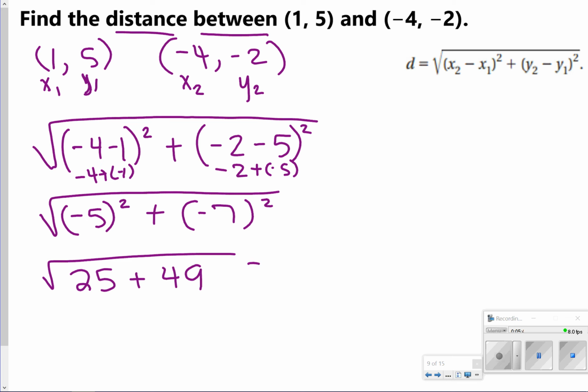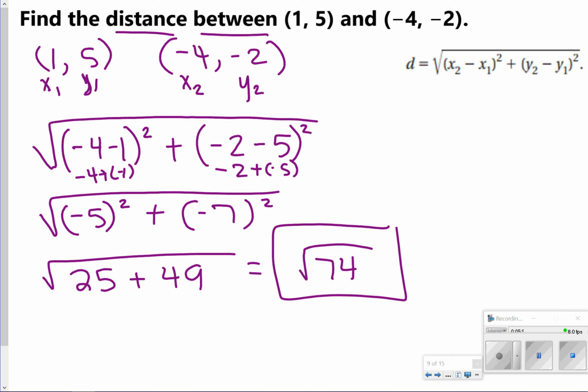All I have to do now is just add these two together and see if I get a square I can solve. 25 plus 49 is 74, so I'm going to write the square root of 74. Since this is not a perfect square, you can keep your answer just like this. If this was a perfect square, then you would be able to change it to whatever the square root was.